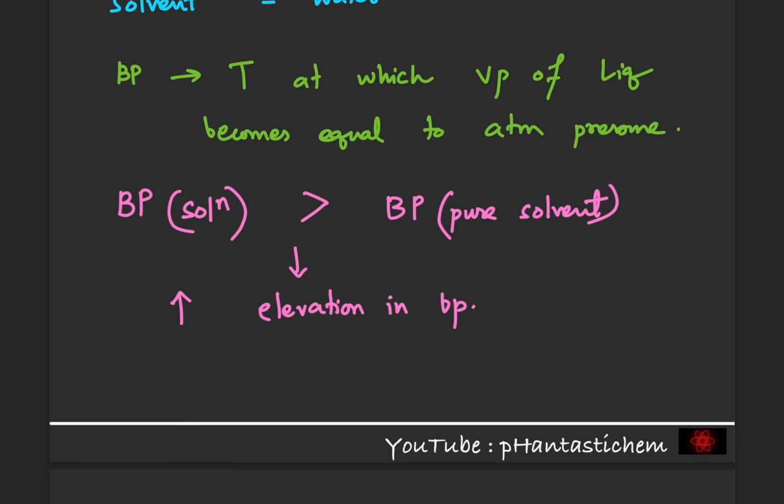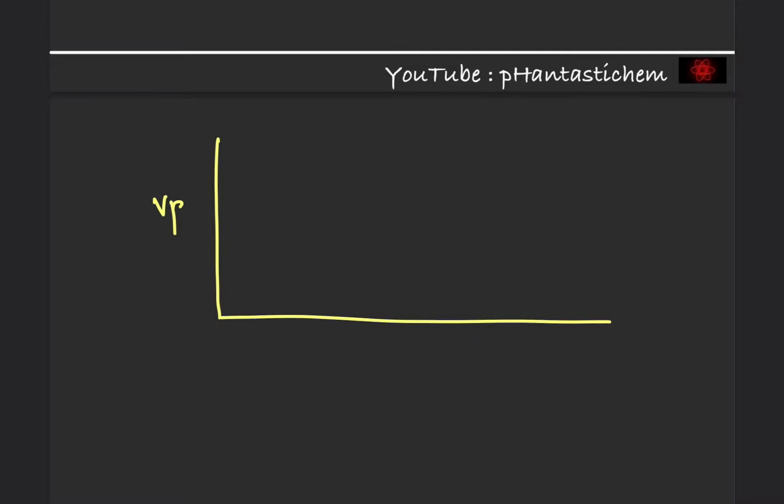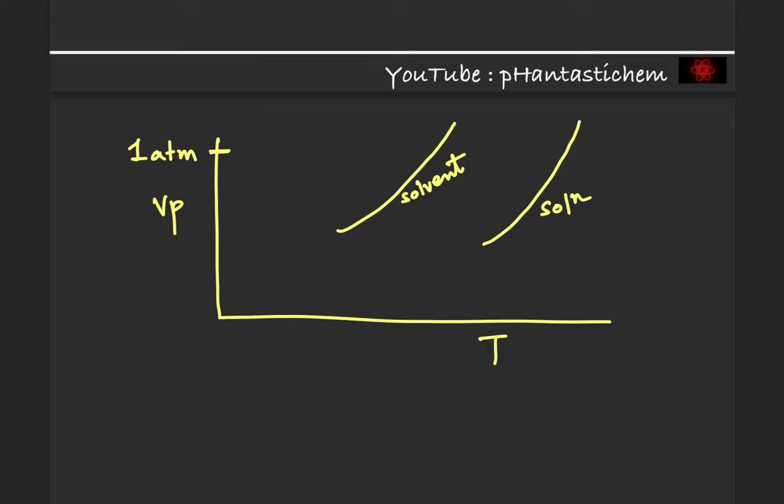If you want to see the rough sketch of vapor pressure versus temperature, the solvent curve looks something like this and the solution curve looks something like this. I will write solvent here, solution here, and let's say this is the value of 1 atm, which is the atmospheric pressure. You can see this is the point in the curve, the temperature at which vapor pressure of the solvent is equal to the atmospheric pressure.